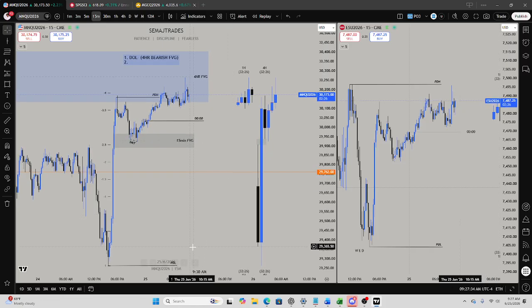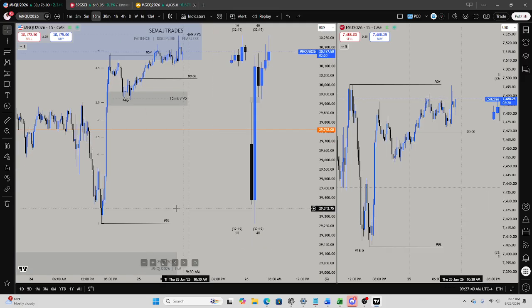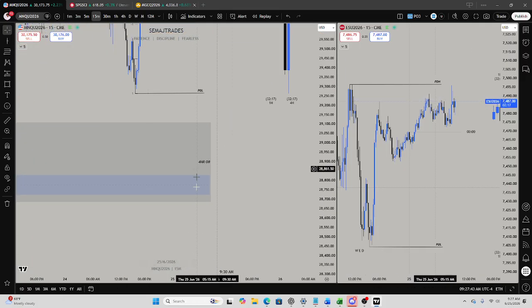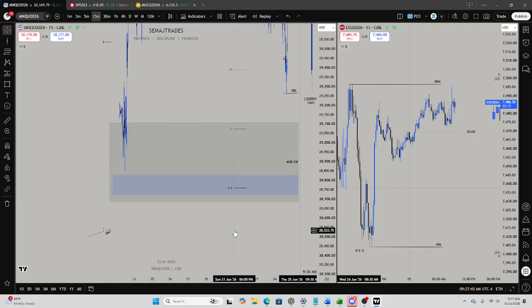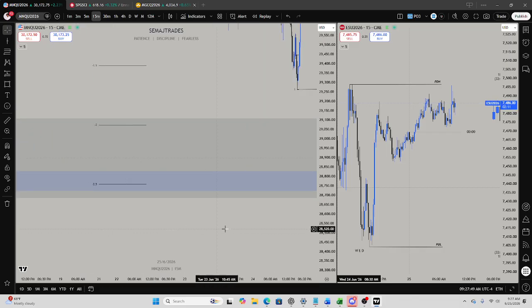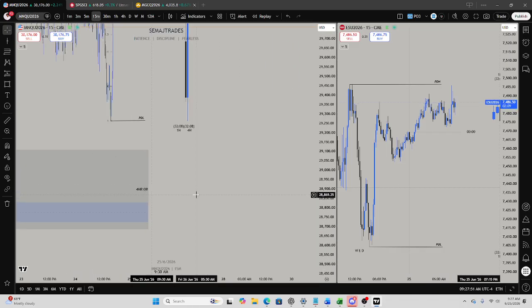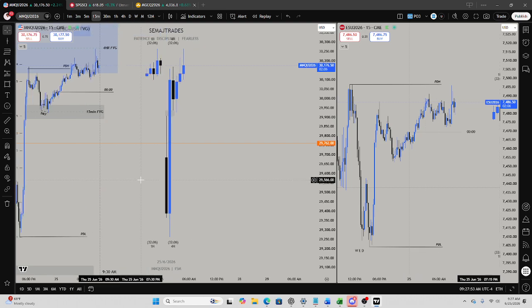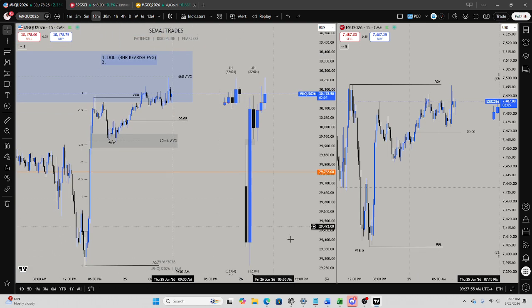Draws on liquidity that we could target, of course, are midnight price, this 15-minute gap, as well as our London low, Asia low, and previous day low. And if we want to come even further, we got this 4 hour order block that is also aligning with this 1 hour fair value gap that we have inside of this. So that is a level 2 that will be nice.